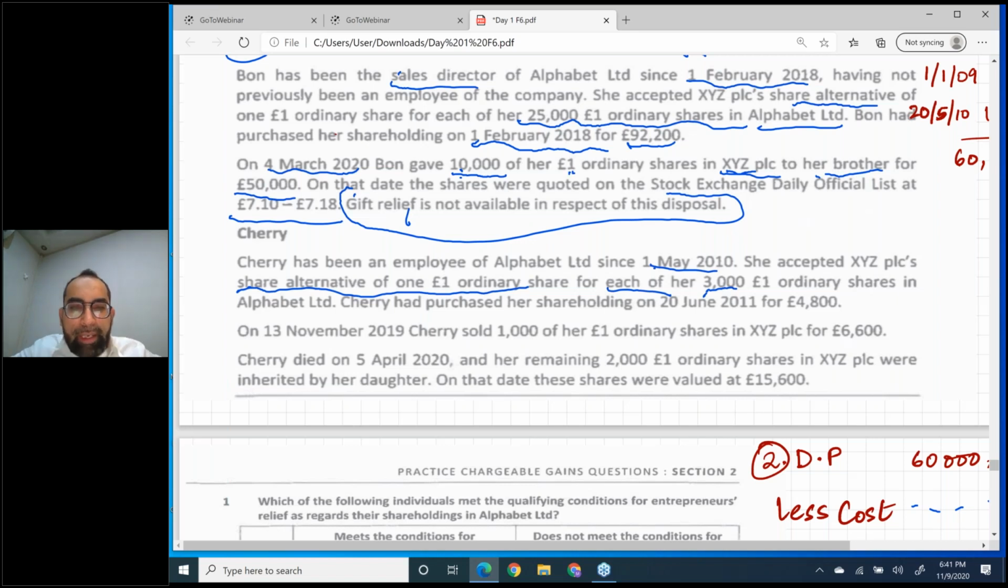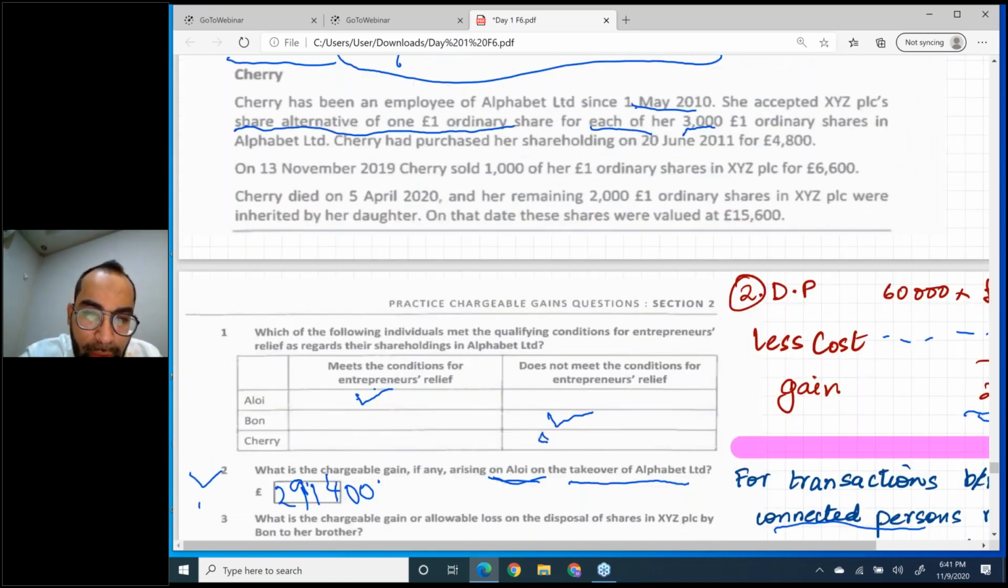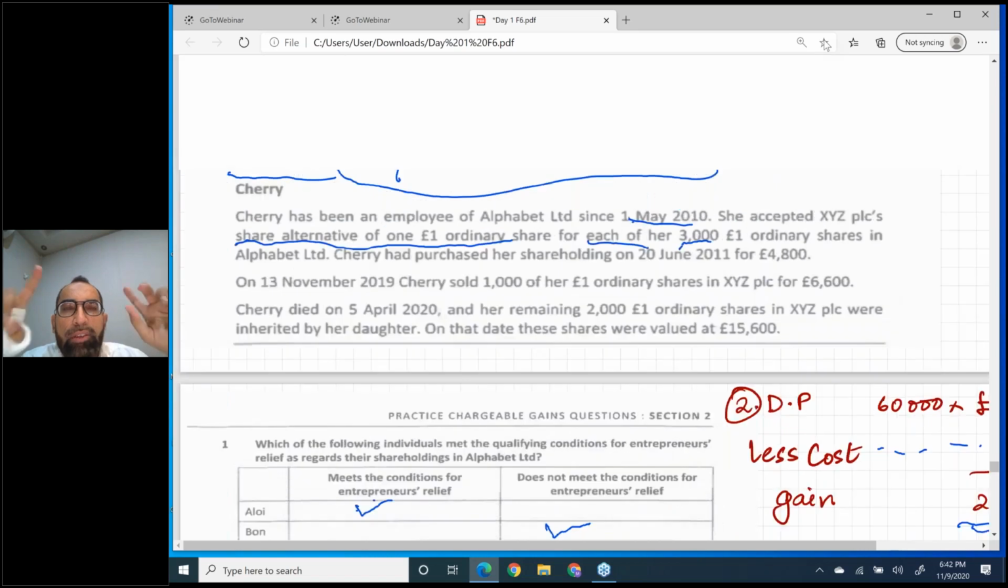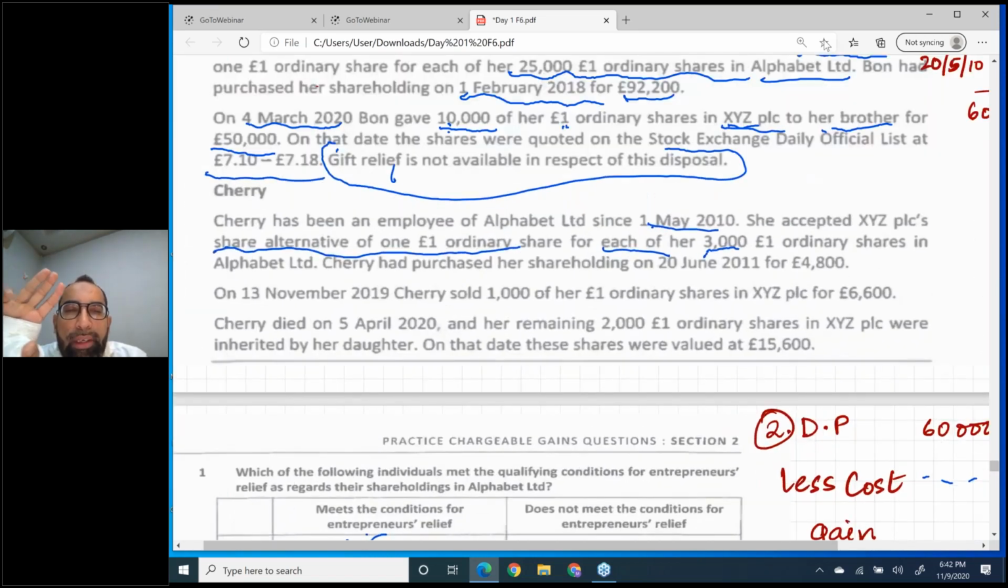Okay, so let me first take requirement number one. Cherry cannot claim entrepreneur relief. Only Alloy is eligible for entrepreneur relief. So questions number 1, 2 and 3 are all done.